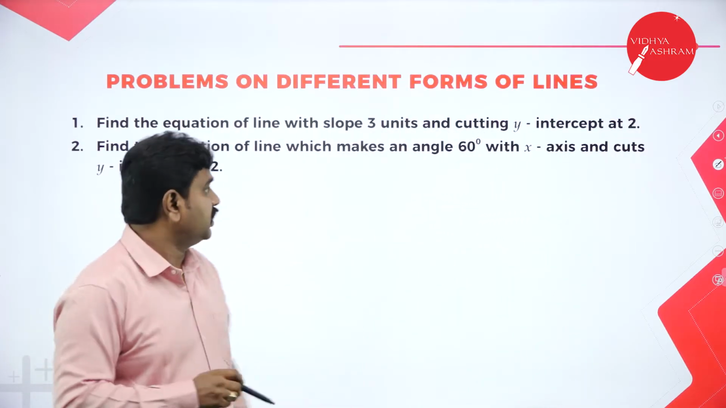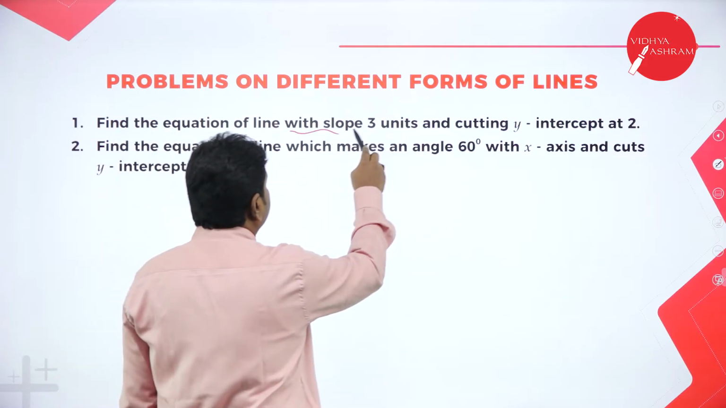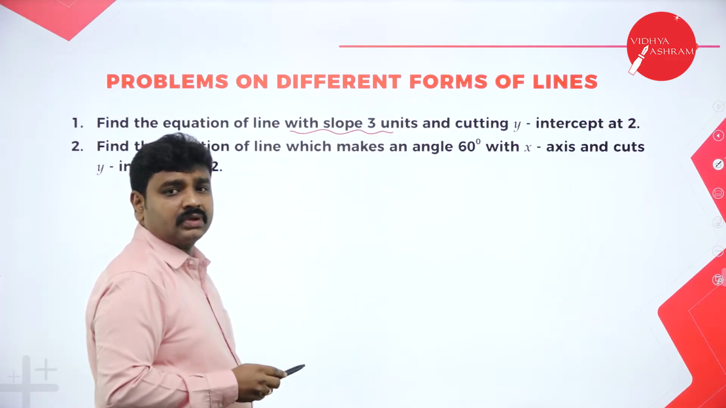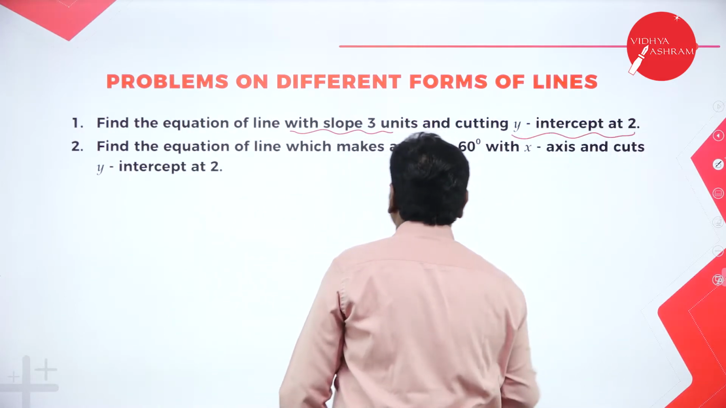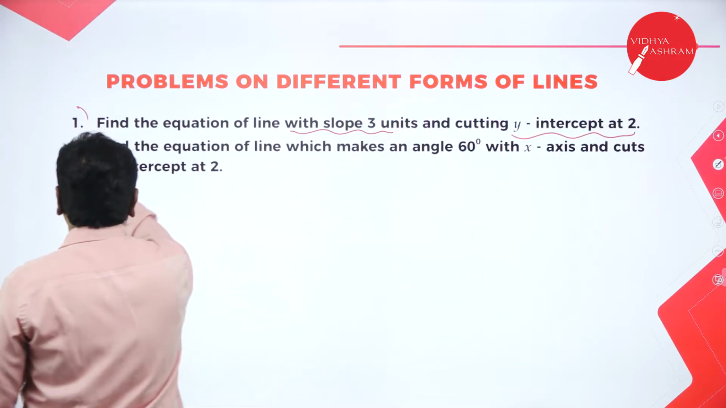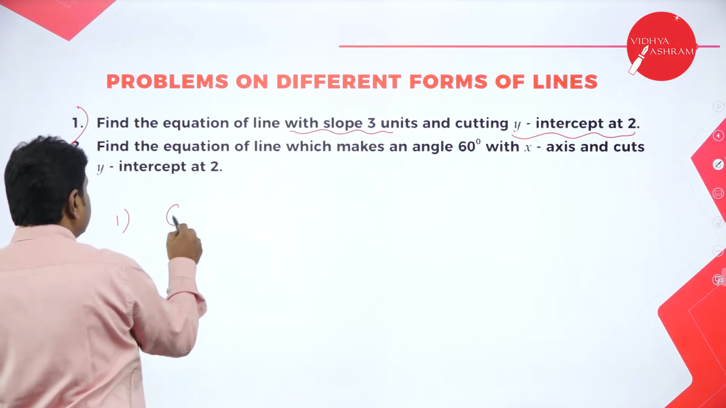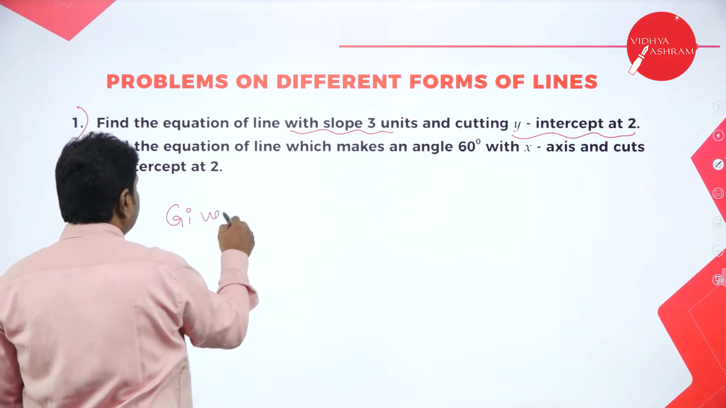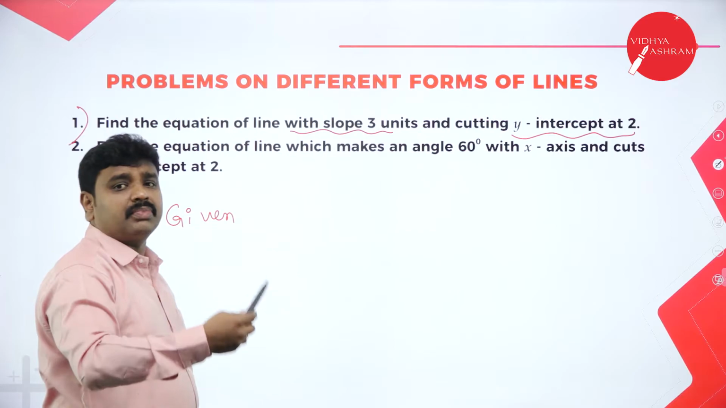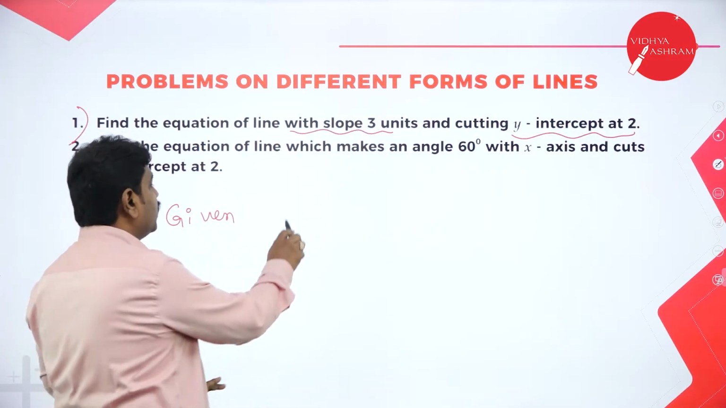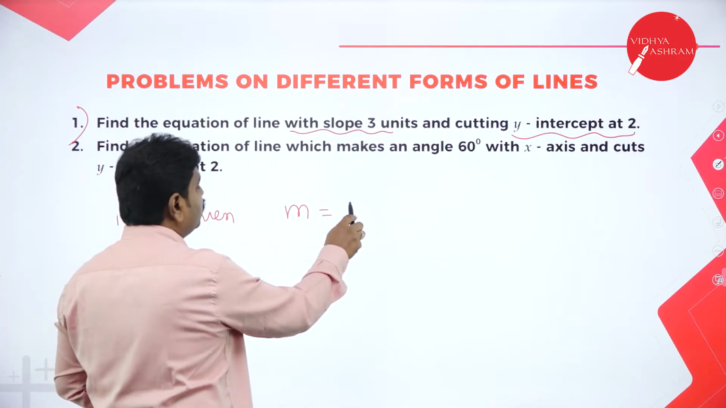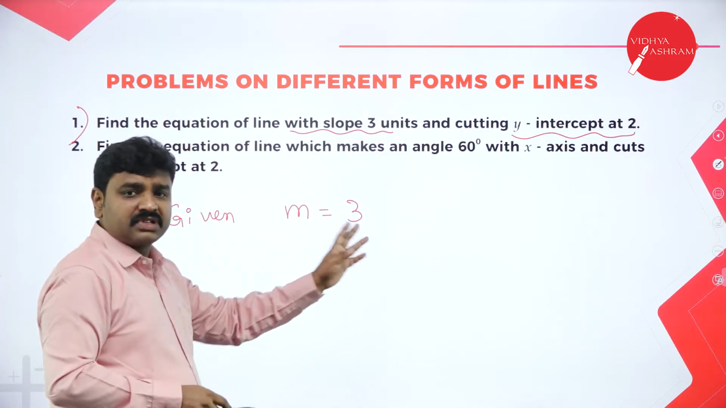Next. Find the equation of line with slope 3 and y-intercept 2. When I read the first question, what is given? Write the given data in symbols. So slope 3 units. Always we use letter m to denote slope. So they give m is 3.